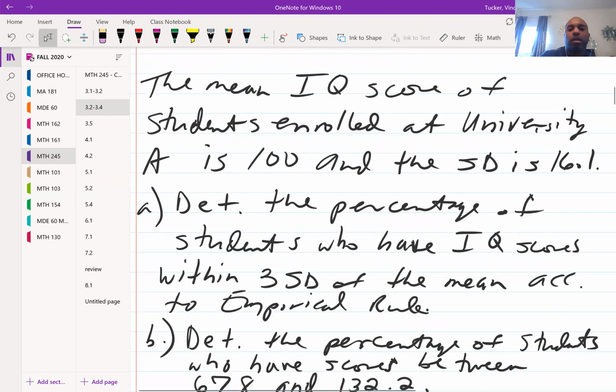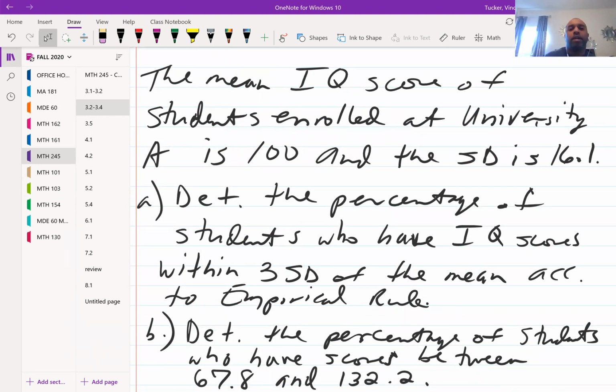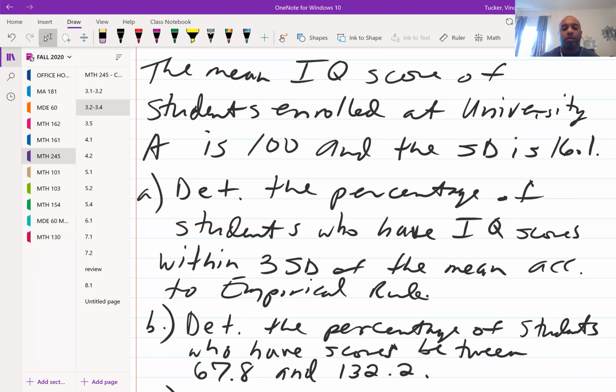So let's look at this last example for today. The mean IQ score of students enrolled at University A is 100, and the standard deviation is 16.1. So they give us the mean and the standard deviation. Part A says determine the percentage of students who have IQ scores within 3 standard deviations of the mean according to the empirical rule. B, determine the percentage of students who have scores between 67.8 and 132.2. We also have a C.